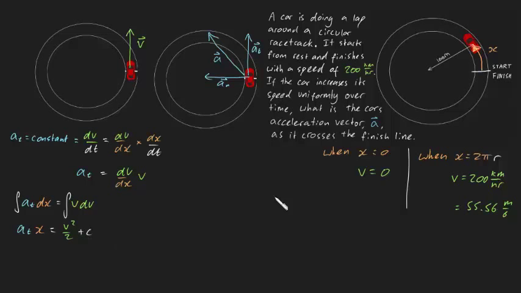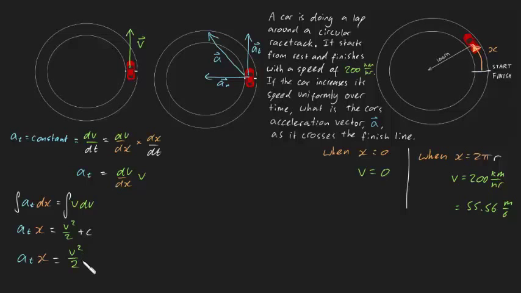Well, we can do that by plugging in our initial conditions. We know that when x is equal to 0, v is equal to 0. So you can literally plug that in here. x is equal to 0, v is equal to 0. That means c must also be equal to 0. And that means a_t x is actually just v squared on 2. Let me use the same color. v squared on 2, okay?